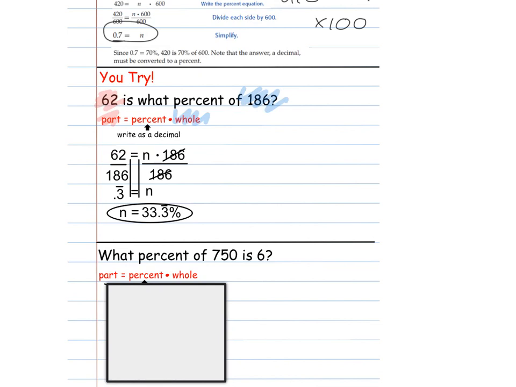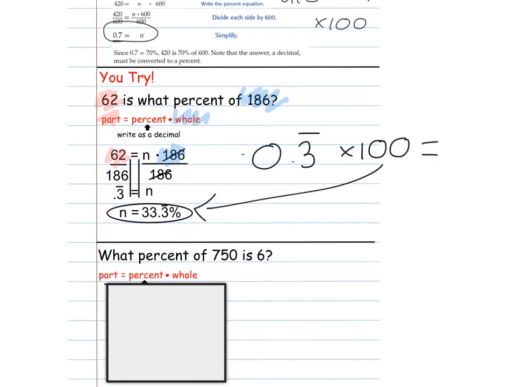Our part is 62, so we're going to fill that in: 62 equals our percent n times our whole, 186. To get n all by itself, we're dividing both sides by 186. So n equals 0.3 repeating. We have 0.3 repeating times 100 to convert it into a percent. We get 33.3 repeating percent.